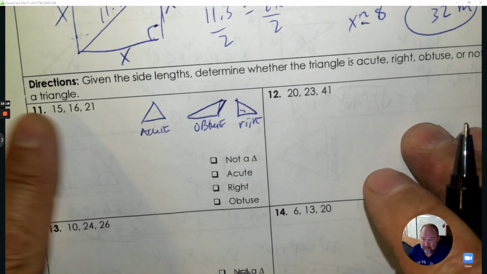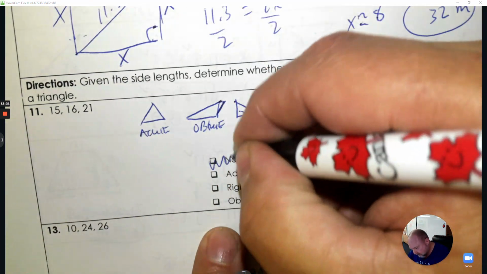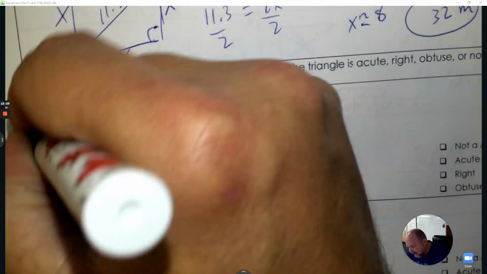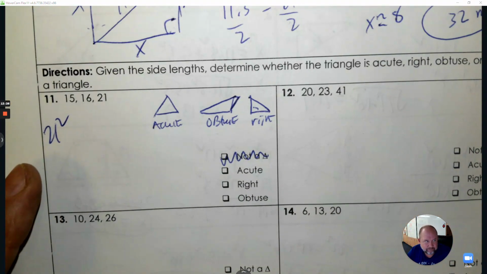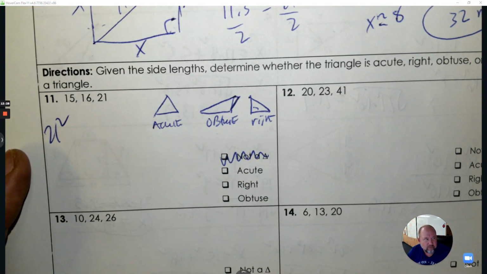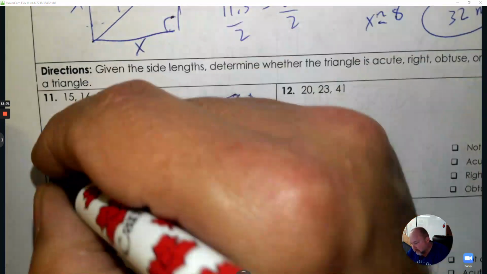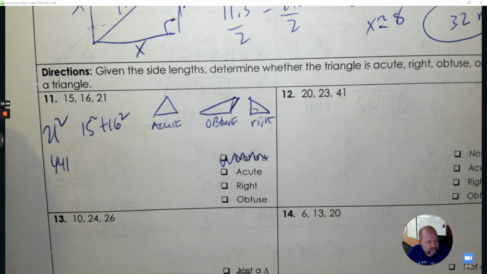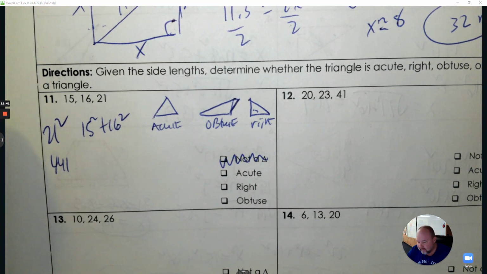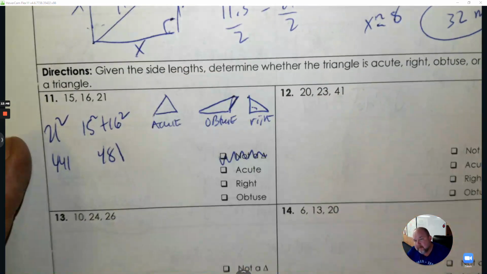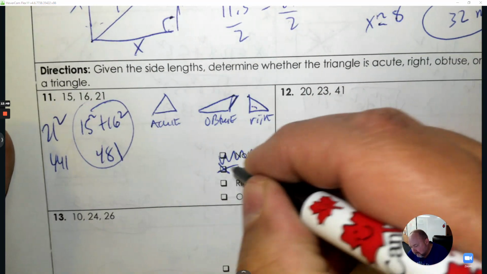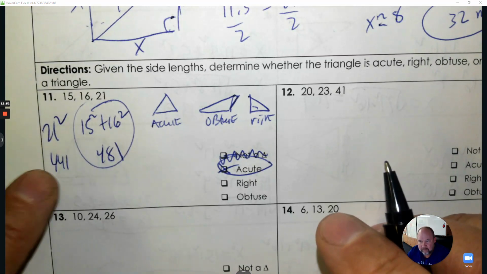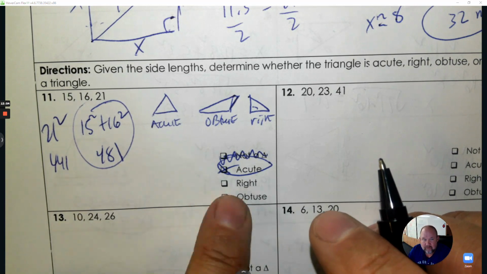First, I add the two smaller sides. It's bigger than 21. So, I know it's a triangle. And then I'm going to take the largest side and square it. You do it in your calculator too. I'm going to square it and I get 441. Then I'm going to take 15 squared plus 16 squared with my calculator. Same thing, 15 squared plus 16 squared. And I get 481. Because the legs are bigger, it's an acute. If the hypotenuse was bigger, then it would be obtuse, and if they're equal to each other, it's a right.